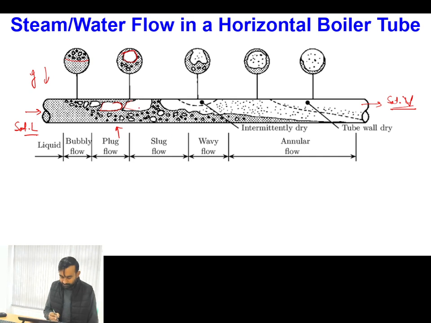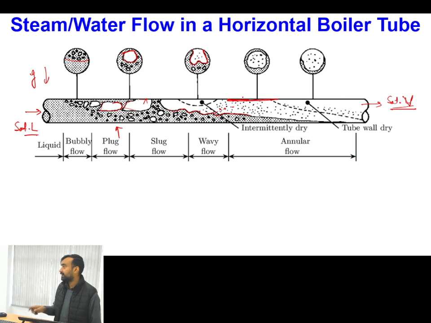Then finally, when these multiple plugs join, they form big slugs which are almost touching the top portion of the pipe. And after that, all the vapor which is forming gets collected at the top portion, and at the bottom we will have liquid with a wavy boundary present. From this wavy boundary there can be formation of small droplets, and these droplets can finally enter into the liquid.